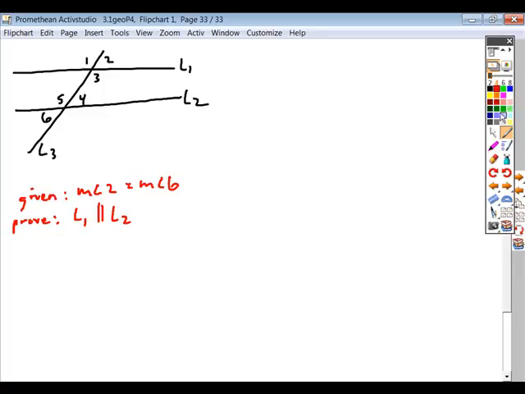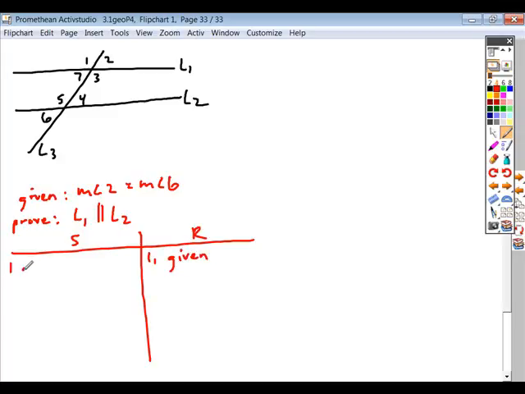Okay, in order to do this, I'm going to add one more angle in here really quickly. It's out of order, but we'll call that angle 7. And let's take a look at our proof. Again, we'll begin with our given information. Okay, so we know that angles 2 and 6 are equal to begin with.